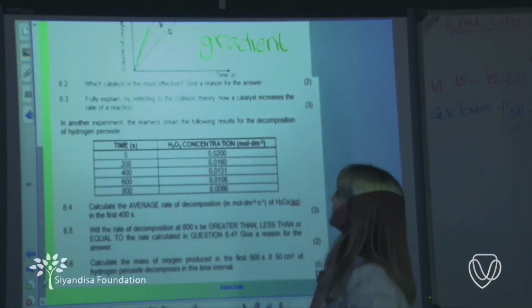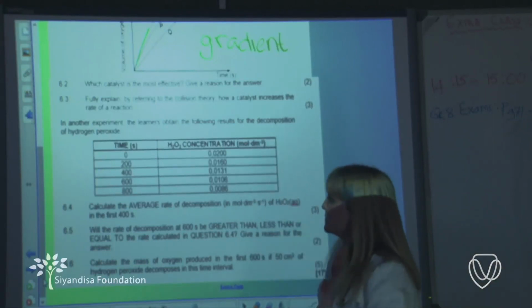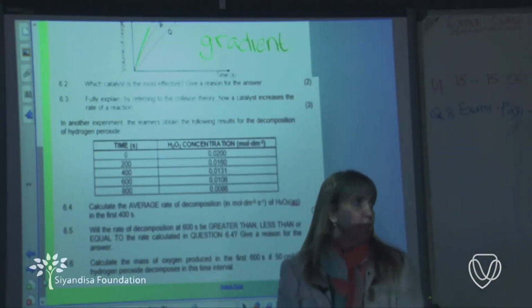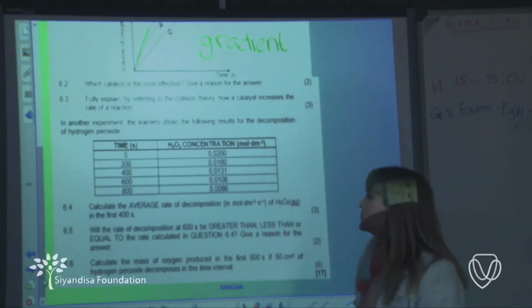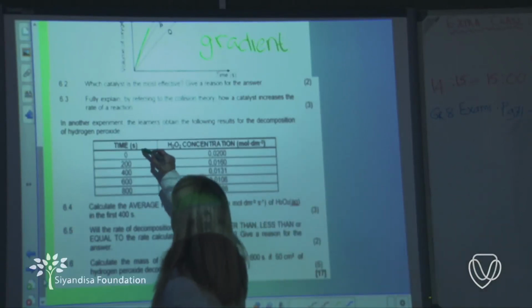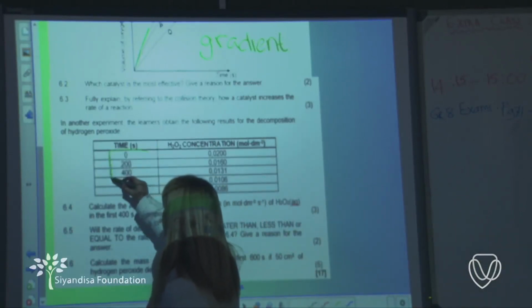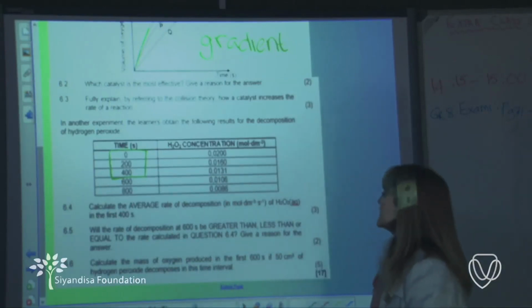In another experiment, the learners obtained the following results for the decomposition of hydrogen peroxide. Right, and that's now tabulated. Calculate the average decomposition of H2O2 during the first 400 seconds. So we now look at this section of our table. Right, during the first 400 seconds, what was the average rate of decomposition of hydrogen peroxide?